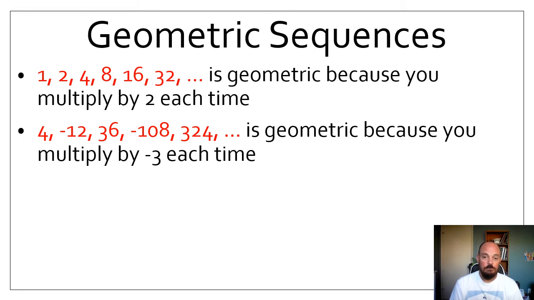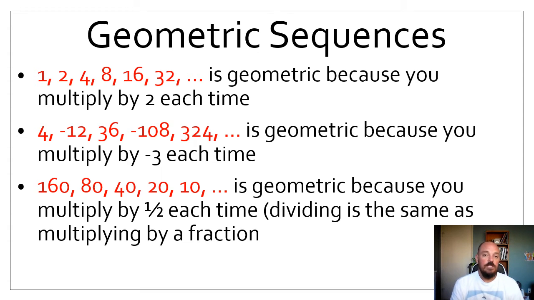That's the pattern. That's what makes it geometric. Here's another example. This one you're multiplying by -3 each time. So we're starting with a 4, then -12, then positive 36, then -108, then positive 324. If you notice, the numbers are alternating: negative, then positive, then negative, then positive. That's because you're multiplying by a negative number. Every time you multiply by a negative, it changes the sign back and forth.